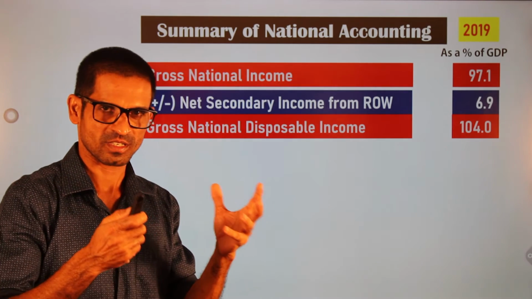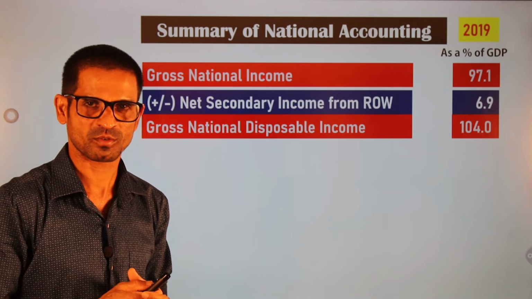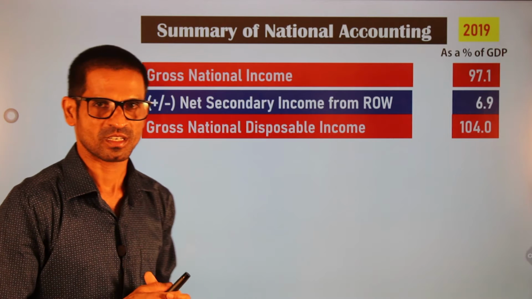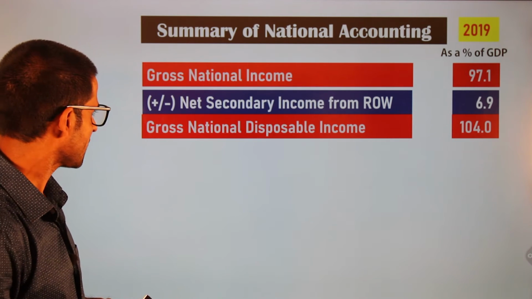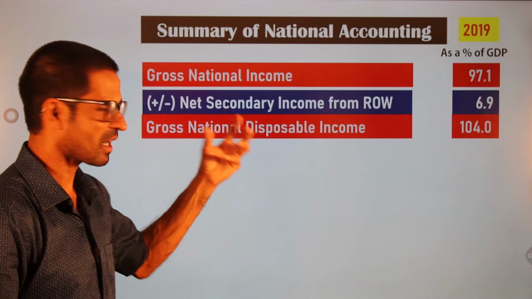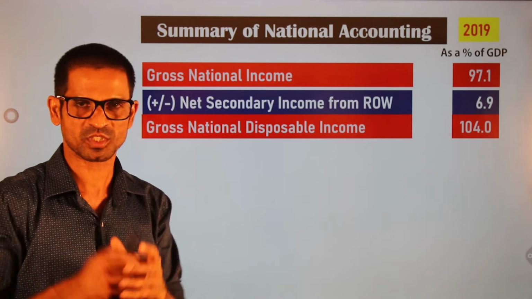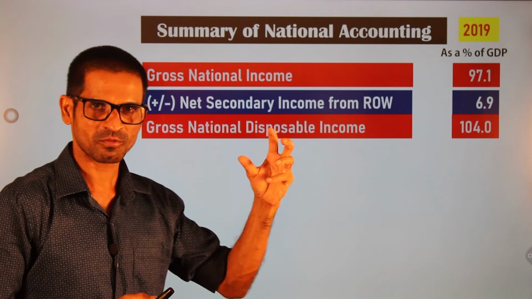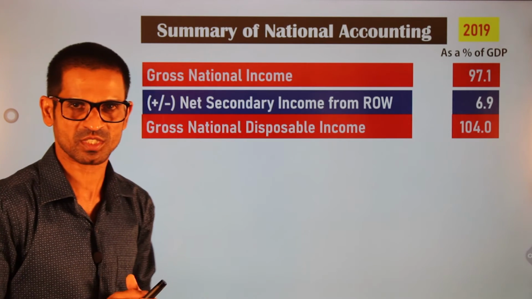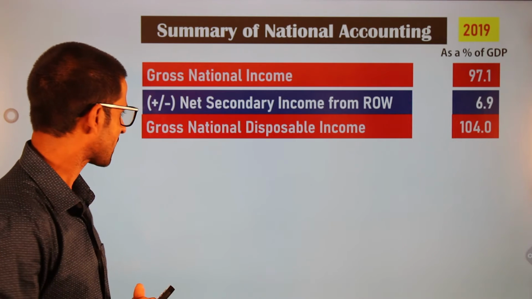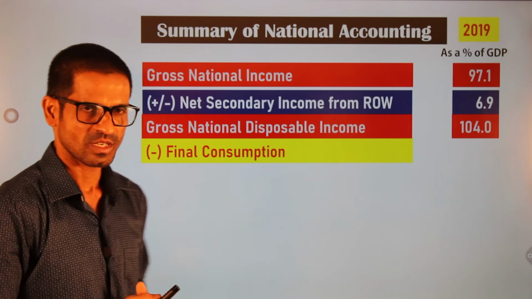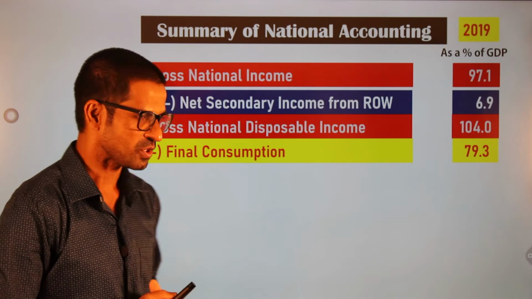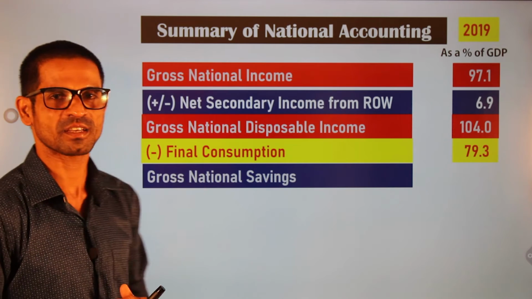It is because net current transfers from rest of the world are greater than net primary income from rest of the world. Right. Then you know this is the income available for both final consumption and gross national savings. This is the income available for final consumption and gross national savings. So when you deduct final consumption from this gross national disposable income, which is 79.3, you receive gross national savings.